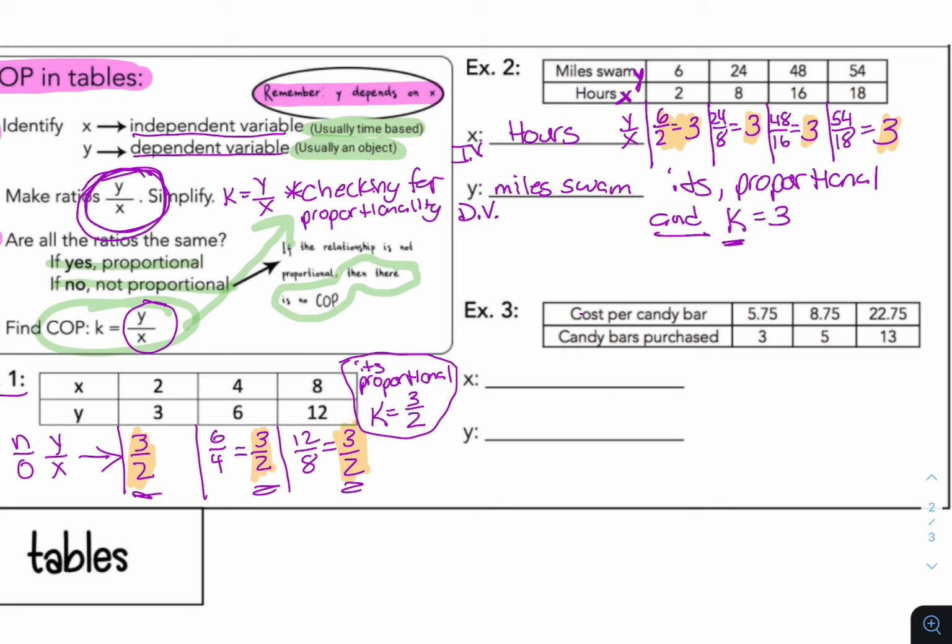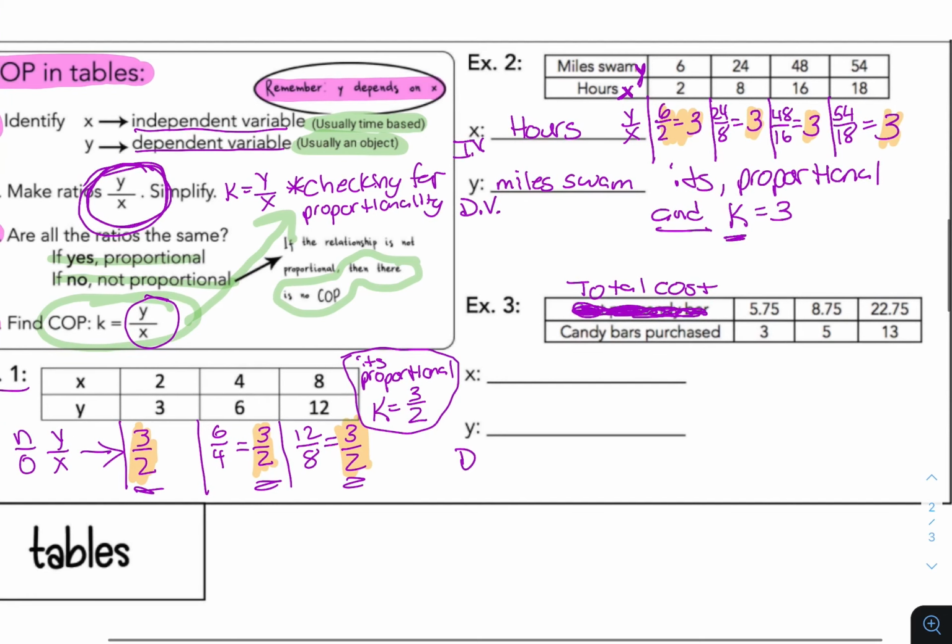Oh, that's right, I forgot. We changed this title to just total cost. So you're going to want to ask yourself, does the total cost depend upon how many candy bars purchased, or do the candy bars purchased depend upon the total cost? Hopefully you said, well, the total cost depends upon how many candy bars I buy.